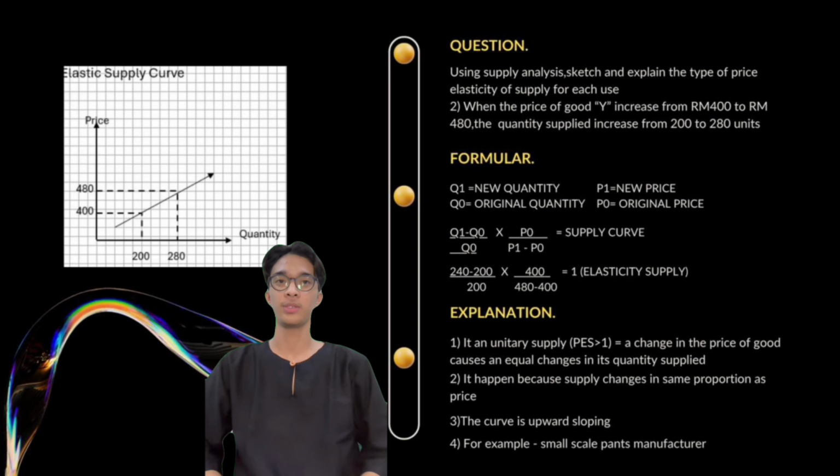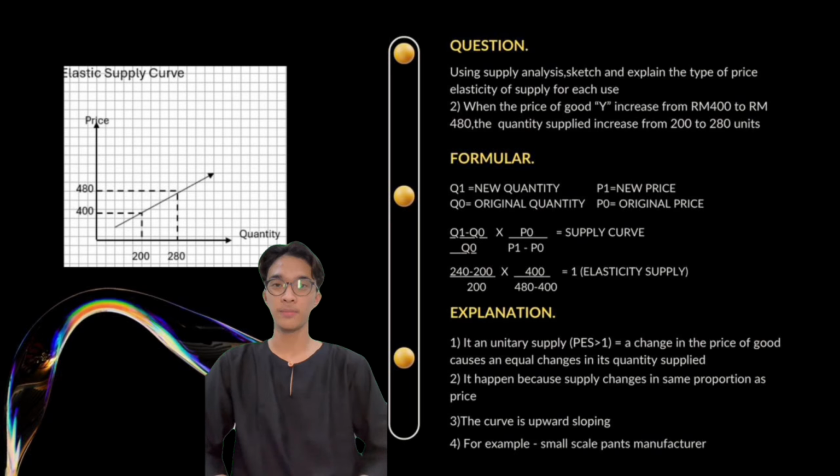For the second question, using supply analysis, sketch and explain the type of price elasticity of supply for each case. When the price of good Y increases from 400 to 480, the quantity supplied increases from 200 to 240 units. We will be using the same formula. That means 240 minus 200 divided by 200, times 400 divided by 480 minus 400. That means 1 elasticity of supply.